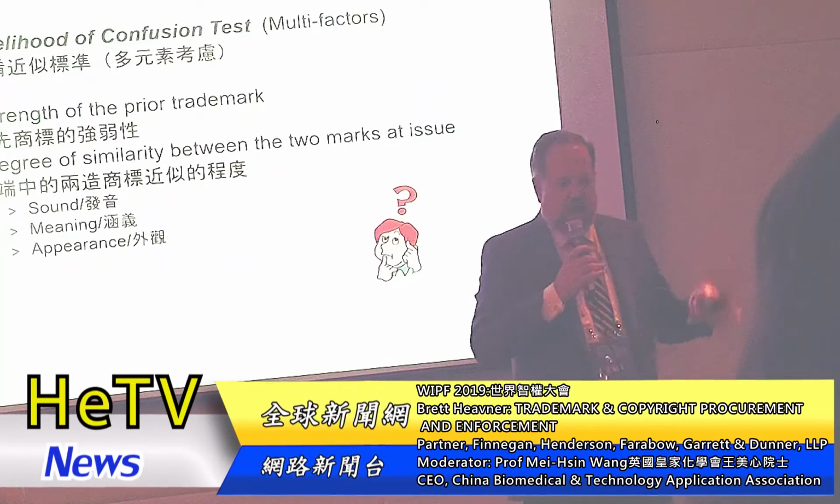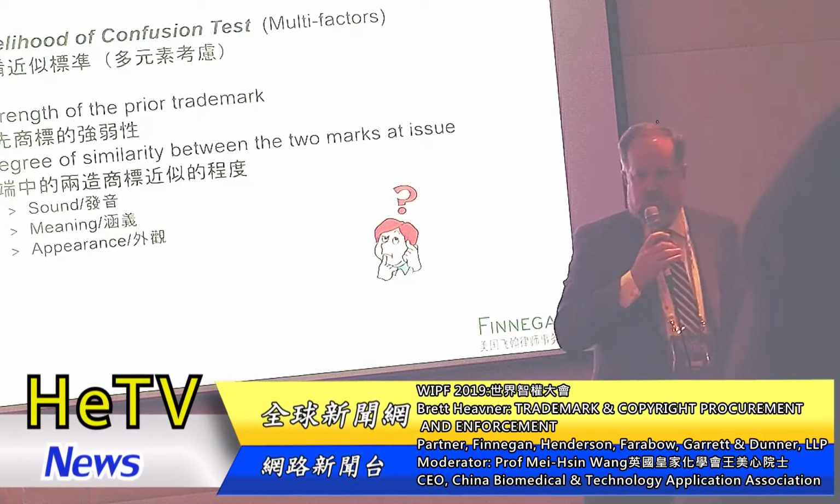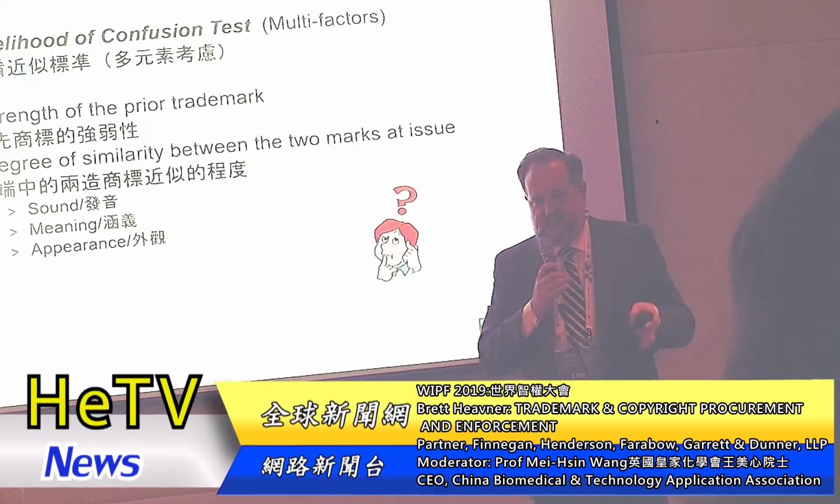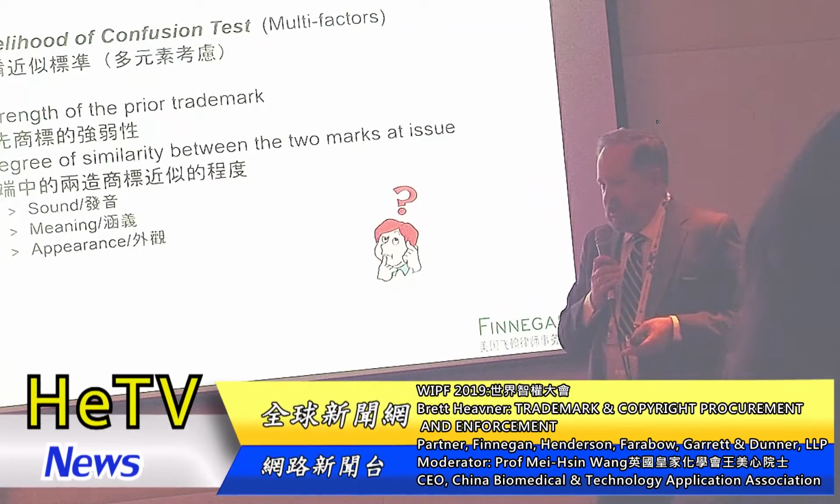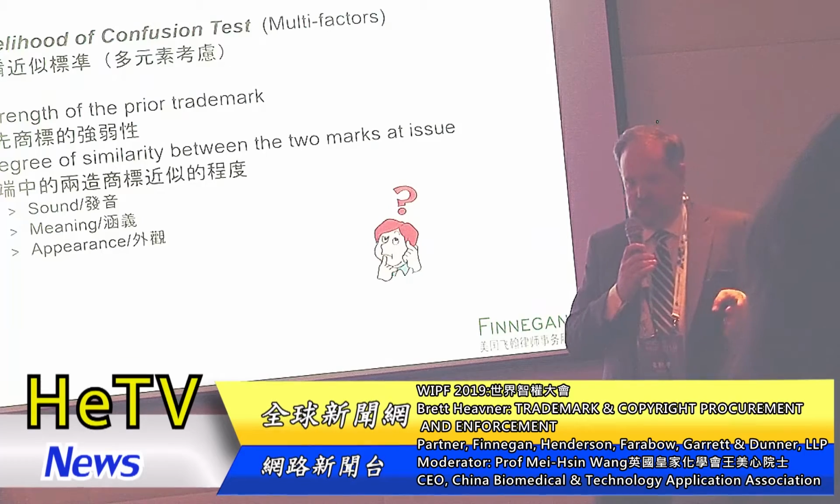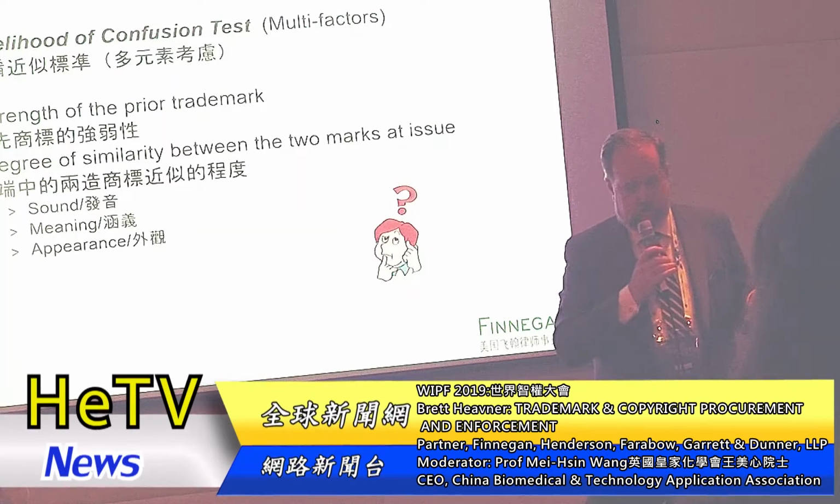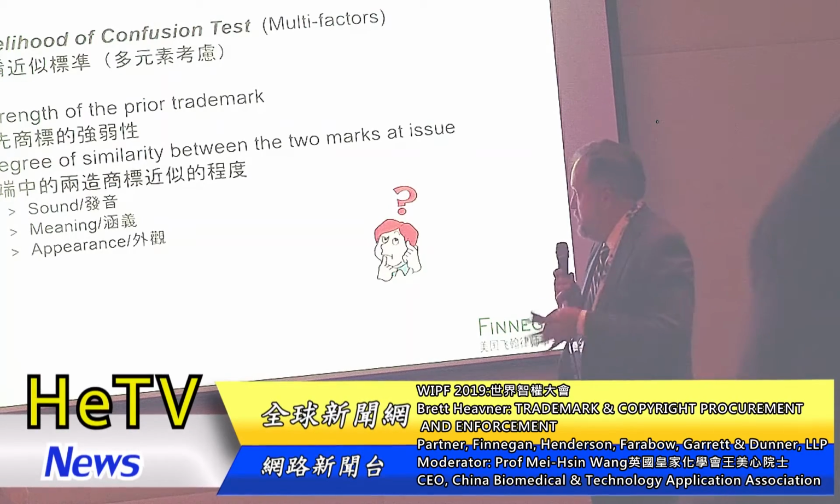So, how do you prove likelihood of confusion? Well, the U.S. Patent and Trademark Office has a test. It's called the DuPont test, and it has a large number of factors. I think there's something like 13 factors if you look at each one of them. So I'm going to talk about just the main ones here.